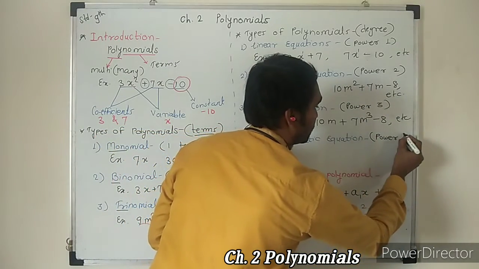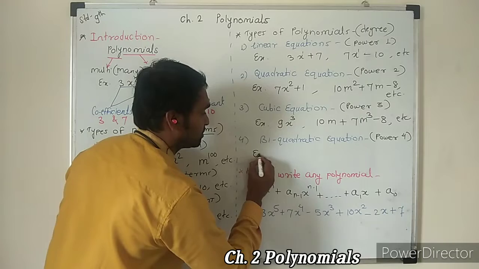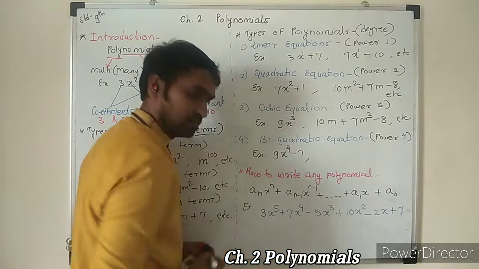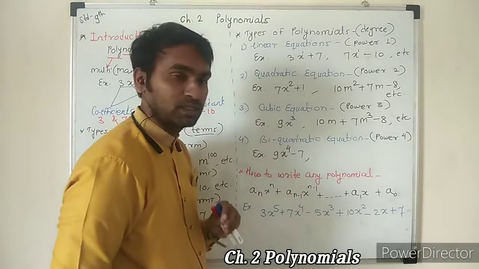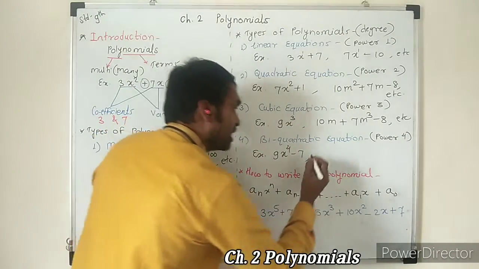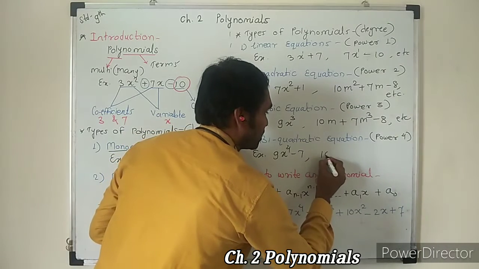Power 4. See the example: 9x raised to 4 minus 7. Here the power is 4. That is the example for what? Biquadratic equation. Next, one more example.